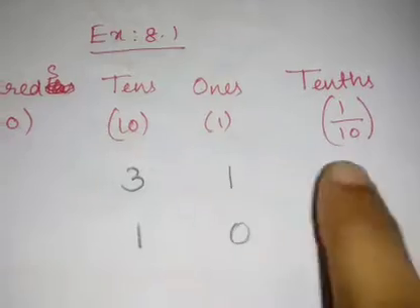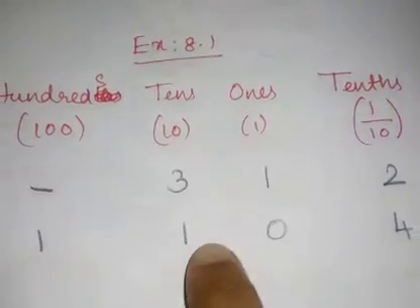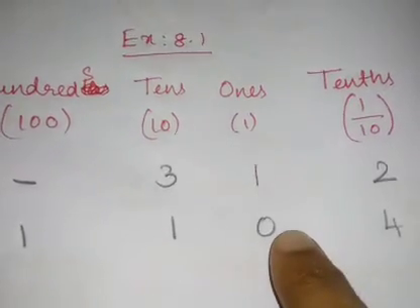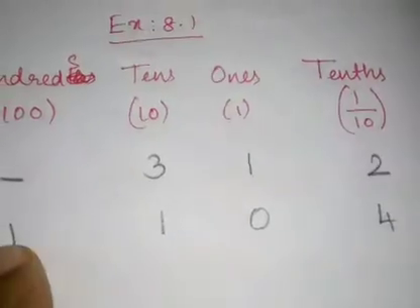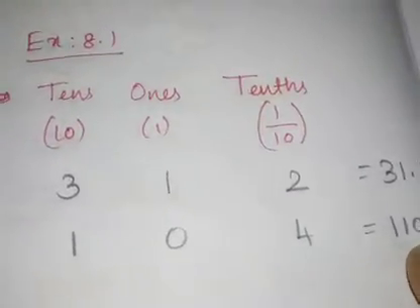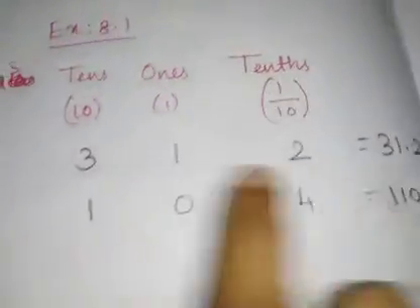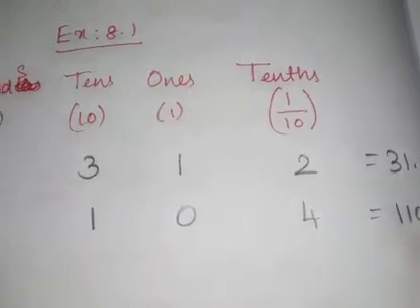So 31.2. Next, hundreds only 1, tens only 1. Ones is not there, so you put 0. Tenth you have 4. So 110.4. So this is your answer. Okay, so this is how you should write it in that tabular column. At last you should write this decimal number.